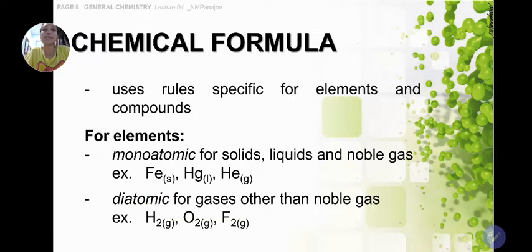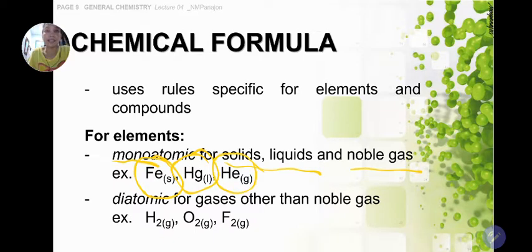So, meron tayong specific rules for elements and compounds sa paggawa ng chemical formula. For elements, we have monoatomic for solids. Ibig sabihin ng monoatomic, ay single atom lang siya. Mono means one, diba? Monoatomic for solids and liquids and noble gases. So, iron is an example of a solid, mercury is a liquid, and helium is a noble gas.